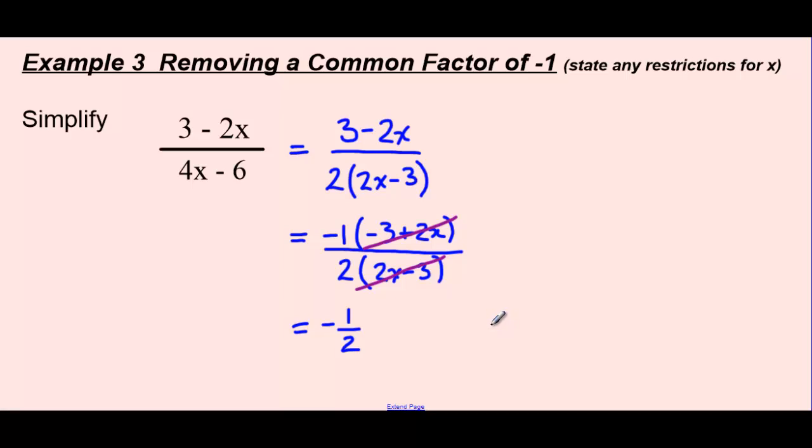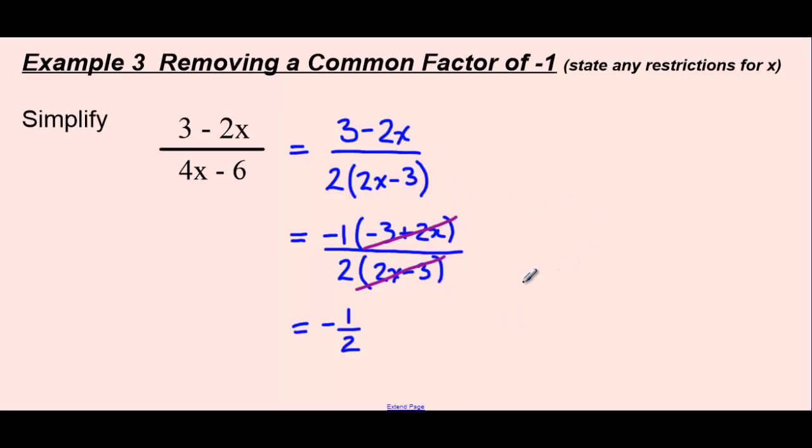You're not quite finished yet. We do need to state the restrictions. And I know that this final answer has no x's in it, so it doesn't look like there are any restrictions. How on earth could we make this rational expression equal to something undefined? How do we make the denominator equal to 0?